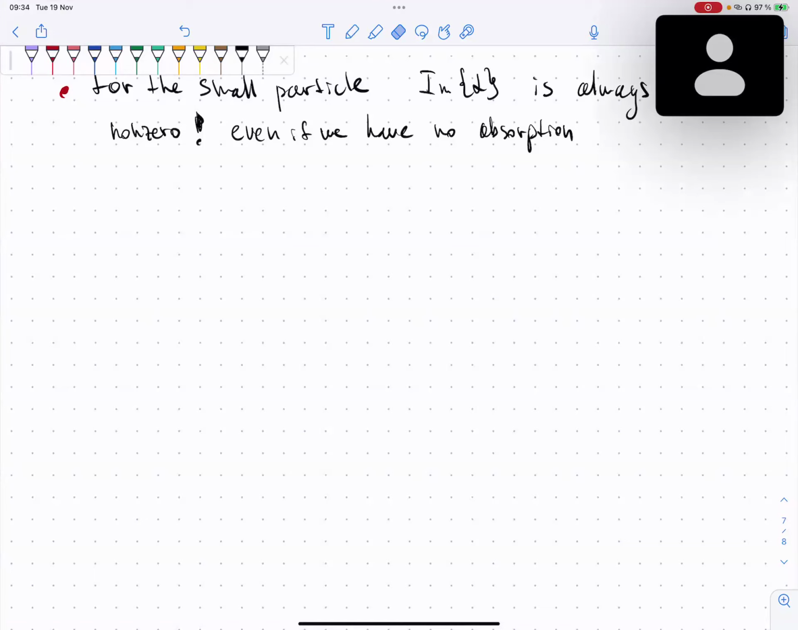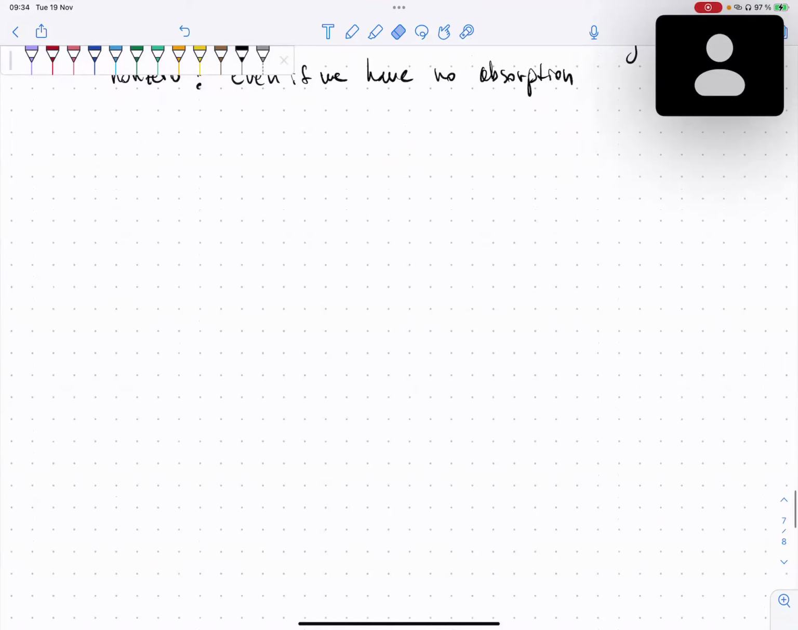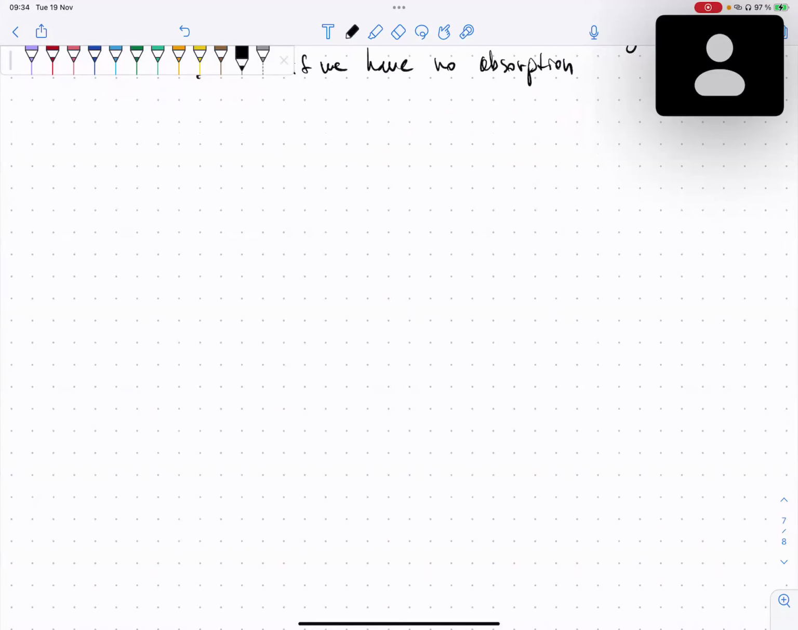I noticed that I made a small mistake in the last part. Basically, we are doing the following thing: we're saying that the imaginary part of alpha is much less than the modulus of alpha, and we're saying that the real part of alpha is approximately the static polarizability.